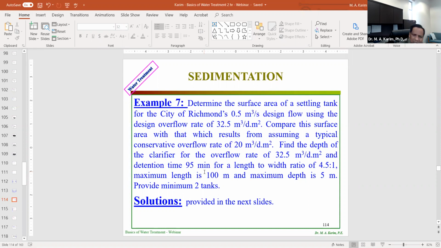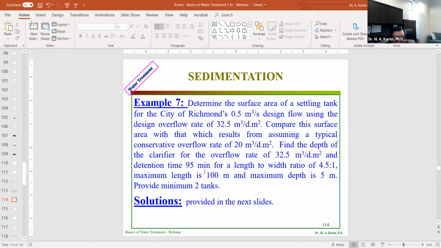Determine the surface area of the settling tank for the city of Richmond. So 0.5 meter cube per second design flow using the design overflow rate of 32.5 meter cube per meter square. Compare the surface area with that which results from assuming a typical conservative overflow rate of 20. Find the depth of the clarifier for the overflow rate of 32.2 meters cube per meter square and the detention time 95 minutes for a length to width ratio of 4.5 to 2. The maximum length is 100 meter. Maximum depth is 5 meter. Provide minimum 200.